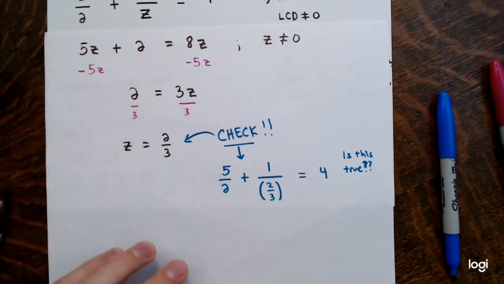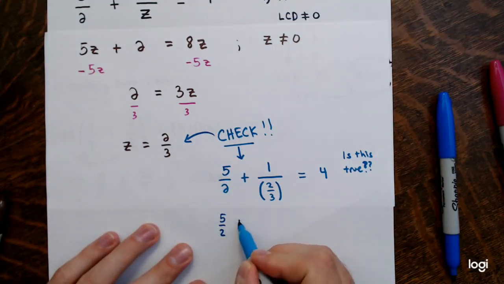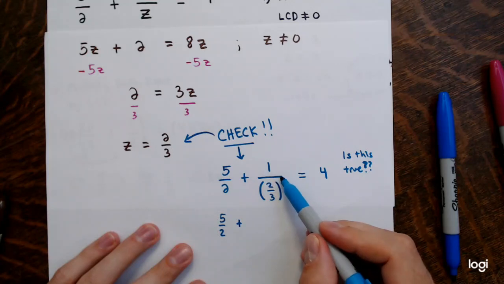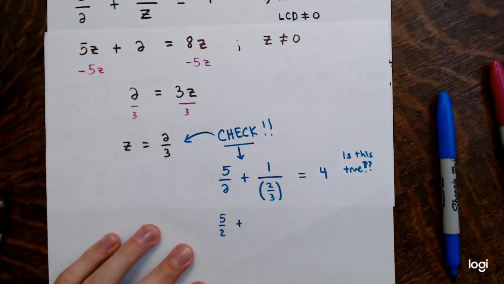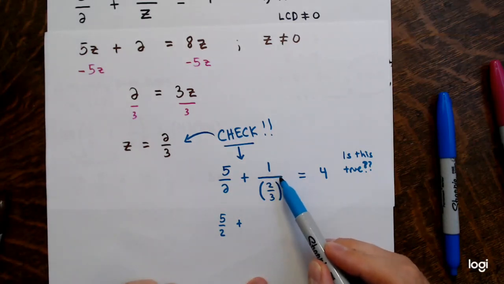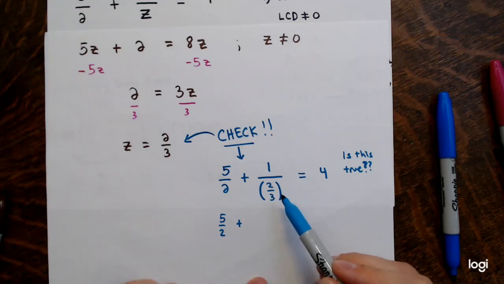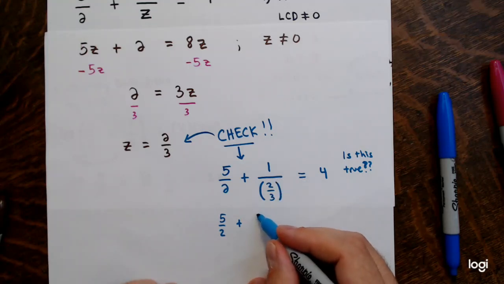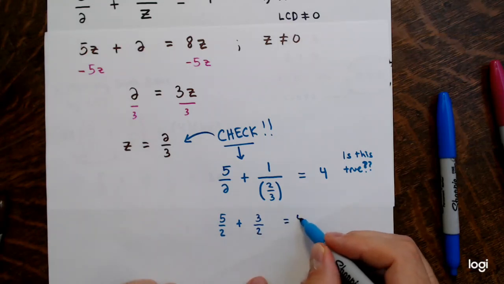All right, so let's simplify. The 5 halves doesn't simplify any further. Now, 1 divided by 2/3, you may recall from previous videos or other things you've seen, division is multiplication by the reciprocal. So when I say 1 divided by 2/3, that's the same thing as 1 times 3 halves. So this thing here is just 3 halves. And is that equal to 4?